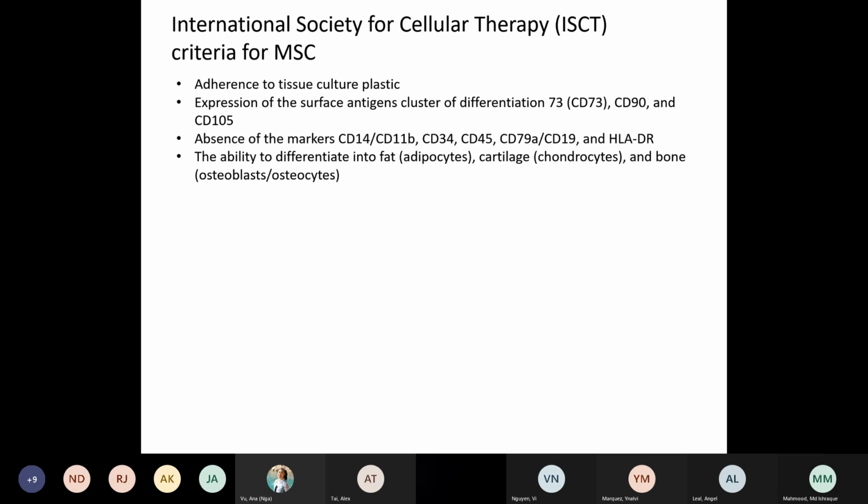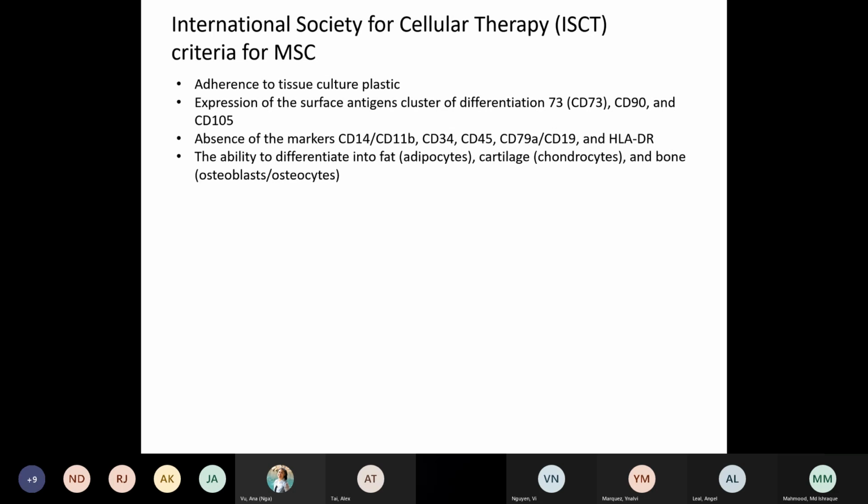I'll explain one by one. First, the cells will have to be able to adhere to tissue culture plastic. So it can't be hematopoietic stem cell. Those usually won't attach to tissue culture plastic. So it's a very, very loose criterion as the very first one.